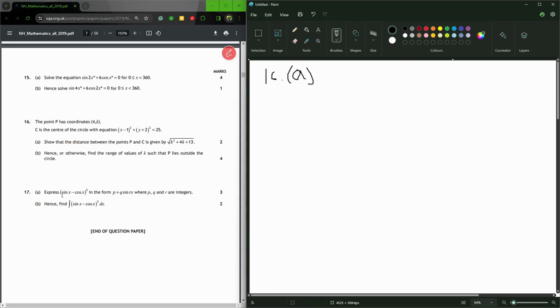The point P has coordinates 4, k. C is the center of the circle of equation (x minus 1) squared plus (y plus 2) squared equals 25. Show the distance between points P and C is given by root k squared plus 4k plus 13. And it shows that, so our final answer will be this, right?